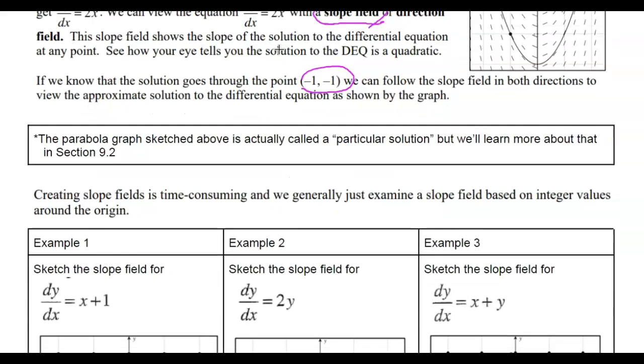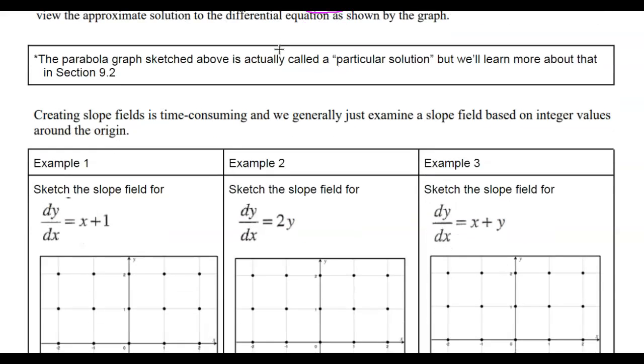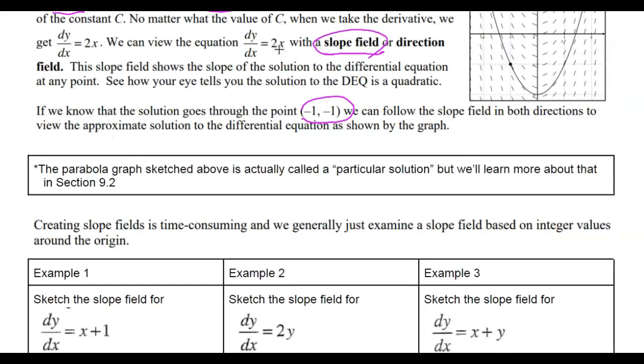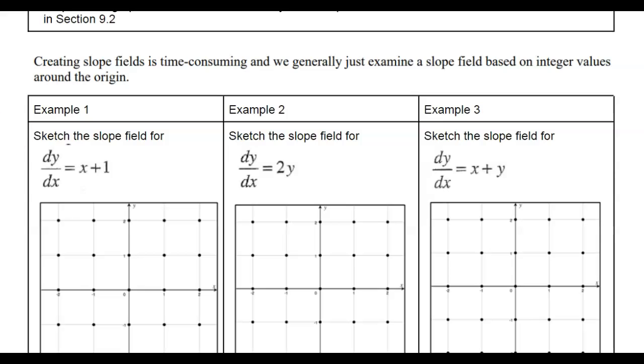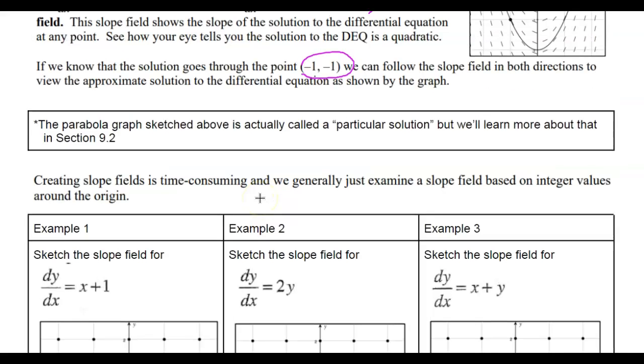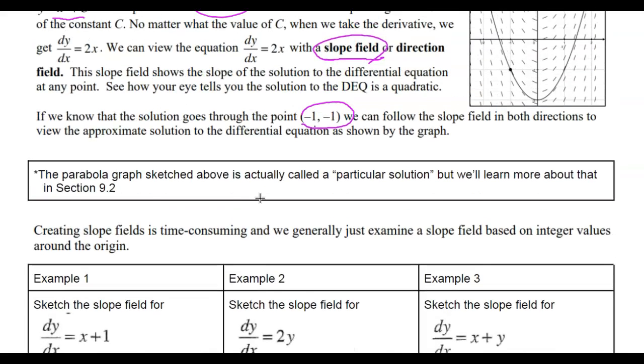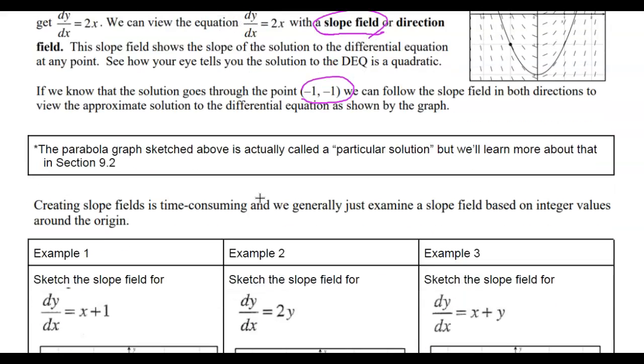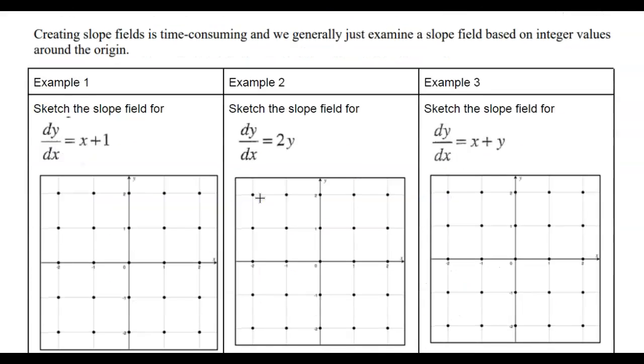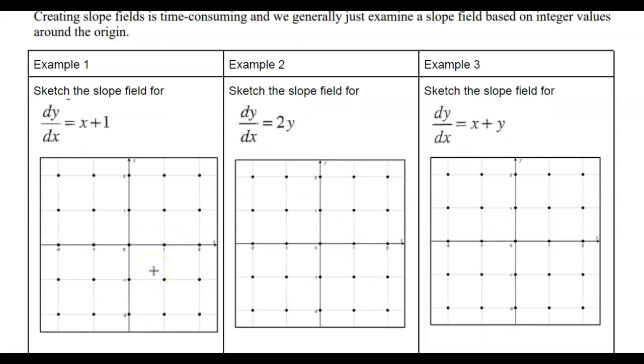So on our slope field, we are going to be given specific points, and typically they're going to be around the origin, and they're going to be pretty simple differential equations for you to use. And there's typically a pattern. Because it's time consuming, you just want to do the integer values that are on the graph. All right, so let's go ahead and do example 1.